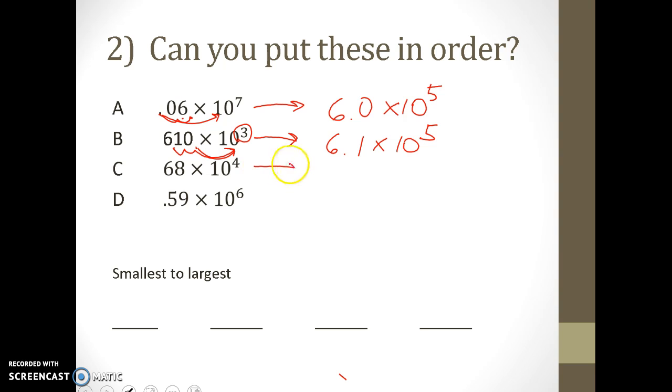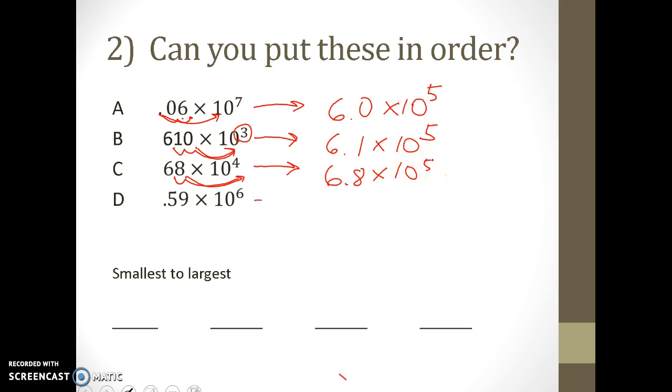C is also not in scientific notation. It's 68, but I would want to write that as 6.8 to put it in scientific notation. Right now the decimal is here, and it's 4 spaces to the right, but if I want to put the decimal here between the 6 and the 8, it would be 1 plus those 4 spaces, which is going to be times 10 to the 5th.